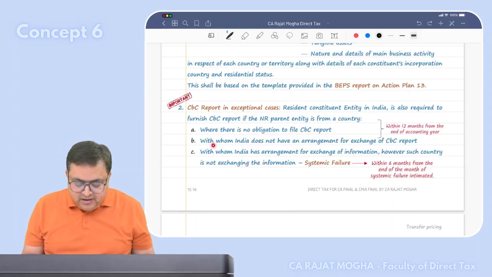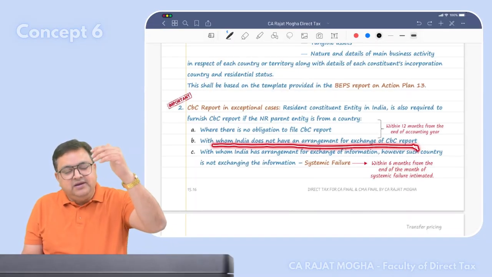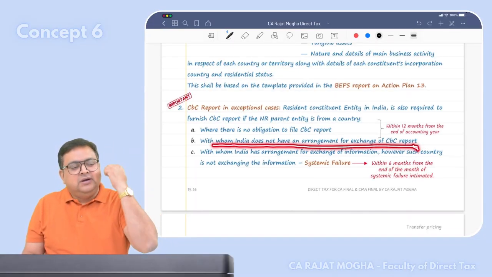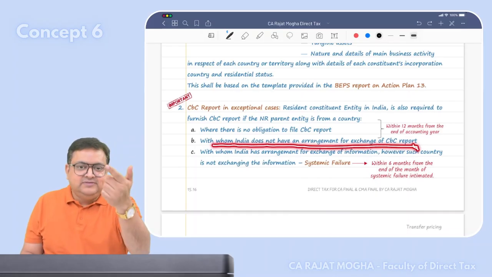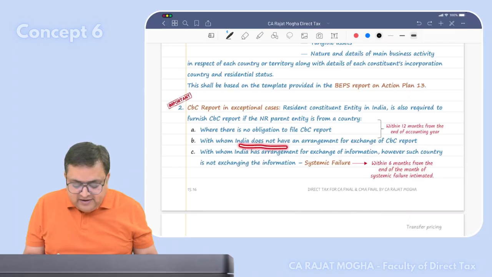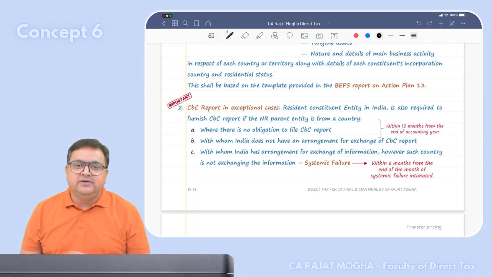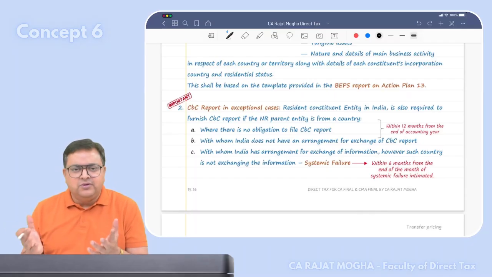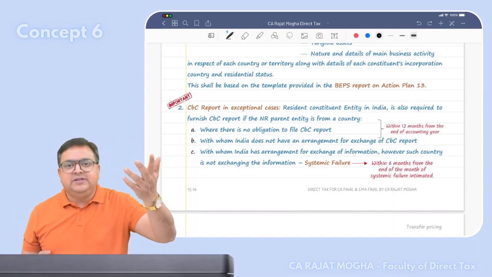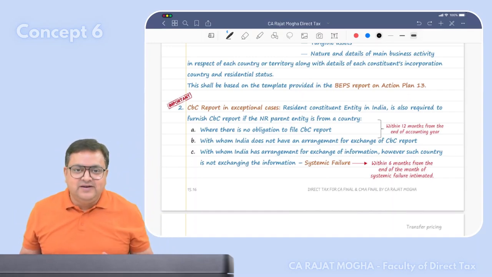With whom India does not have an arrangement for exchange of CBCR report. Let's say, for example, in Germany there is a CBCR law. Siemens Germany has filed the CBCR in Germany, but we don't have the exchange agreement with them. So with whom India does not have an arrangement for exchange of CBCR report, then also you are under an obligation to submit. Will you get any intimation from somewhere? No. You all know that we don't have a DTA with this country, let's say. So it's your responsibility to furnish your CBCR.